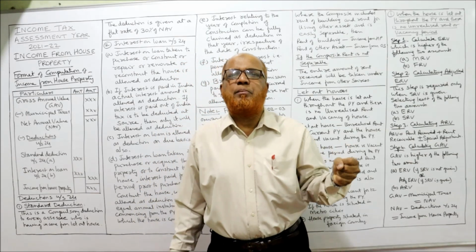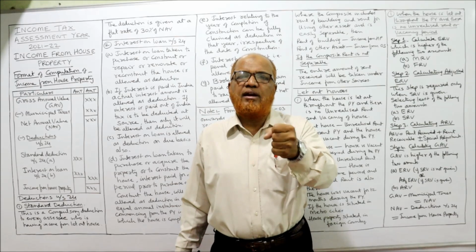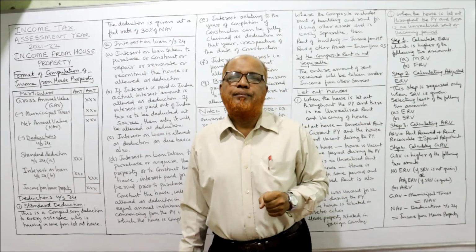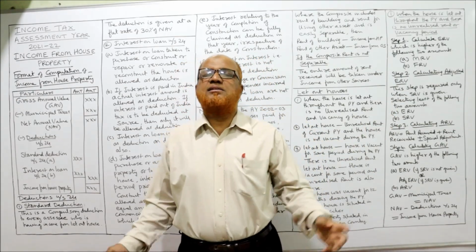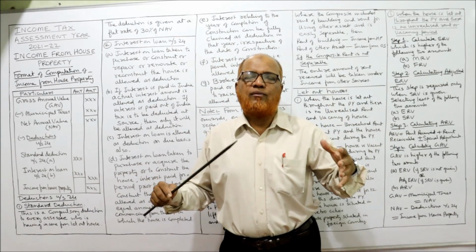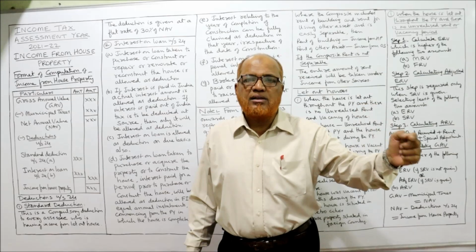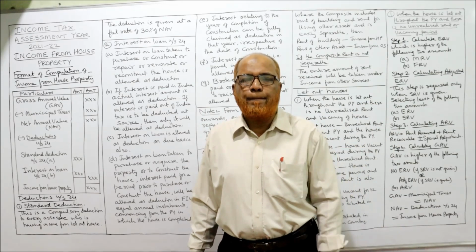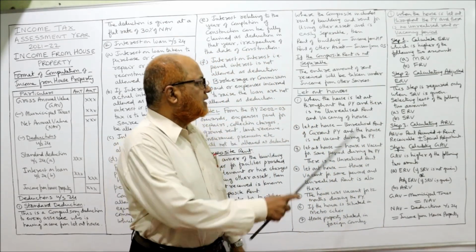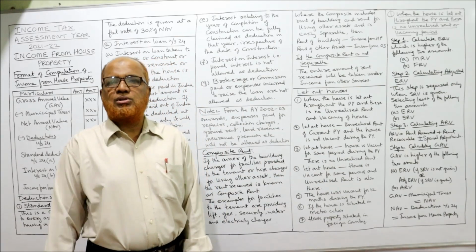We cannot separate it. Composite rent is not separable. In that case, the Income Tax Act says the entire amount of composite rent is taxable under income from other sources, not under income from house property. That is the rule. Now, let out houses.